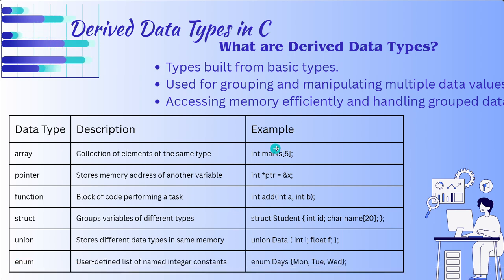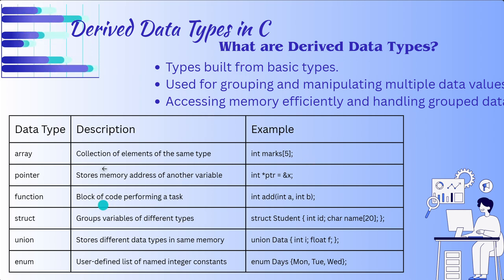An example is int marks[5]. The 5 represents the size of the array. Int is the data type, marks is the array name, and 5 is the size of the array. And the semicolon is the termination of the statement.